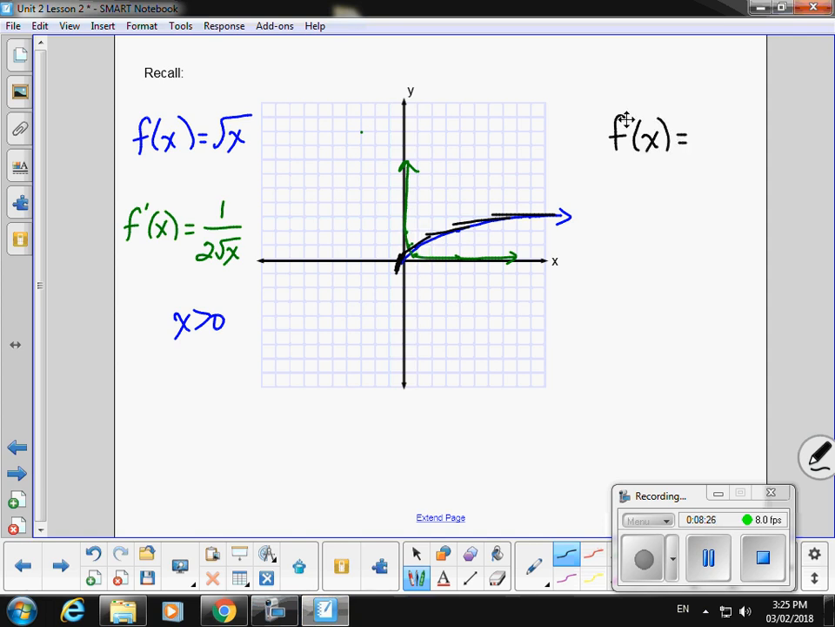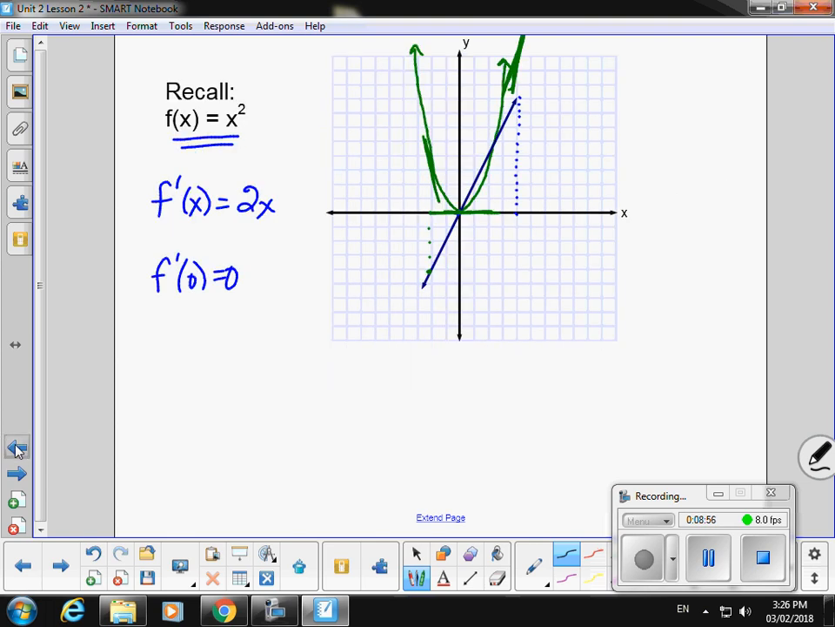I could write my function, instead of square root of x, as x to the 1/2. My derivative function, I've got 1 over 2, so I could just write that as 1/2. I've got a square root of x on the bottom, so I could write that as x to the negative, and square root as a power would be 1/2. Look at those two for a second. See if you see the rule. Back to the first one. If my function is x squared, my derivative is 2x.